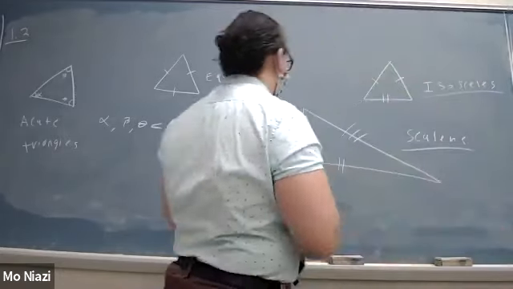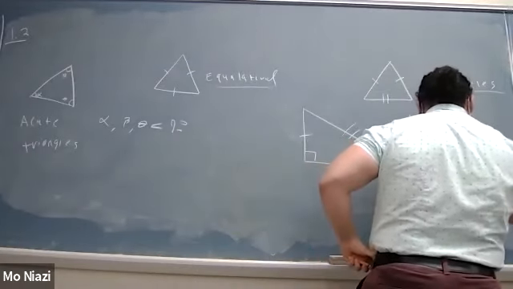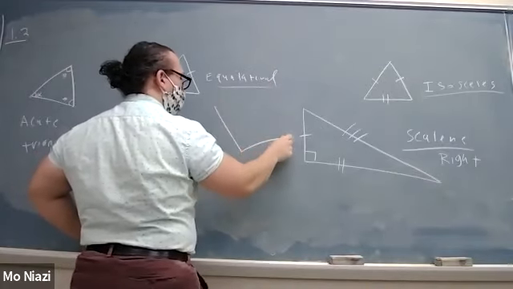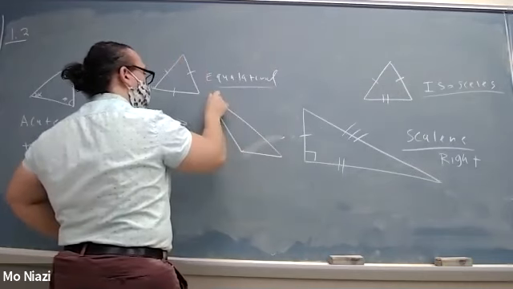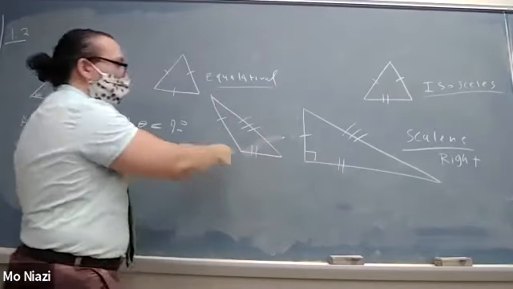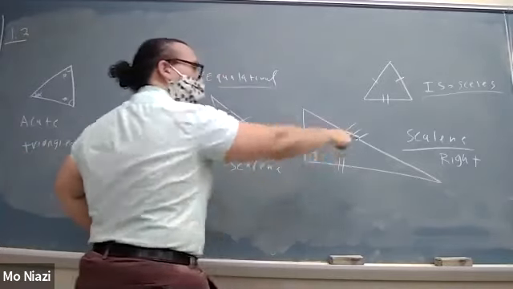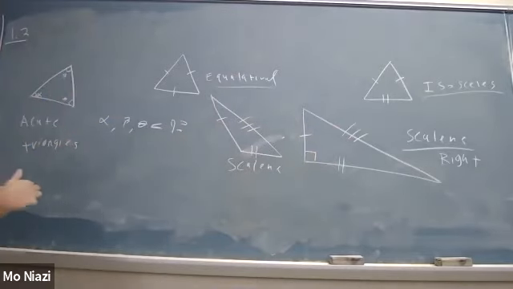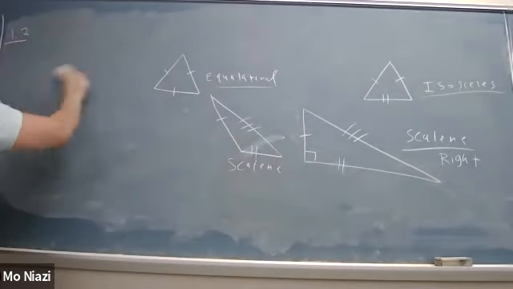So, notice that this is a scalene right triangle. But we can have a non-right scalene triangle, right? This is scalene, but it's not right. This is scalene and right. That's isosceles. This is equilateral. Okay.